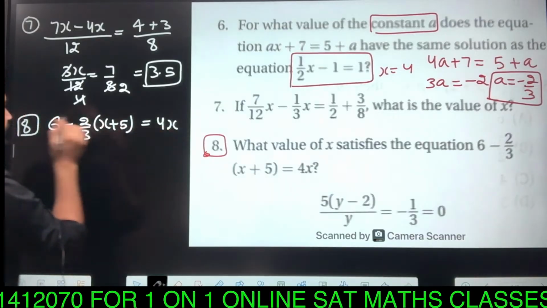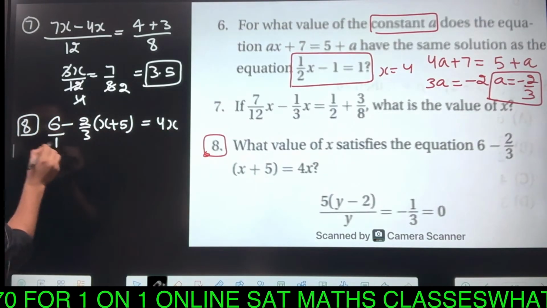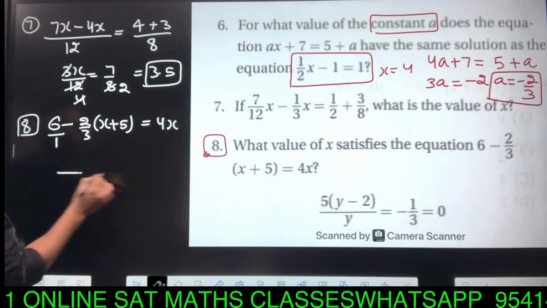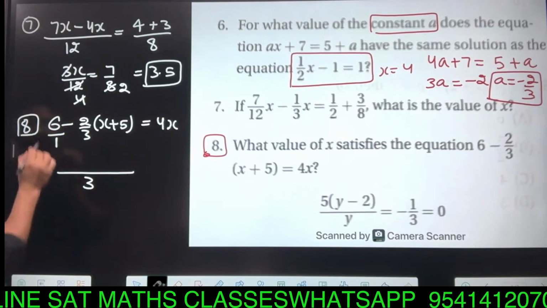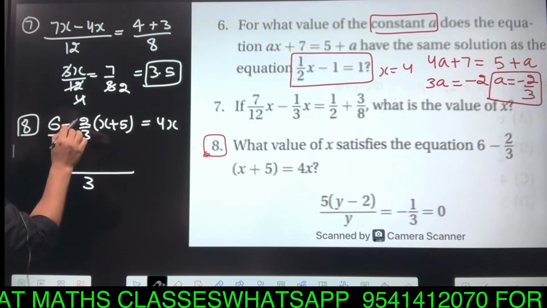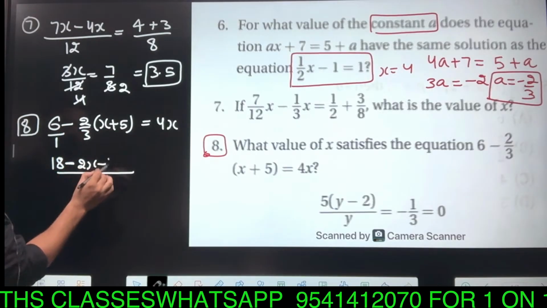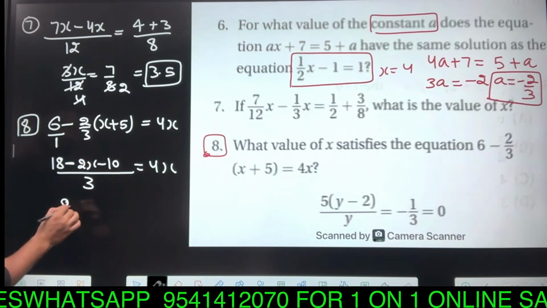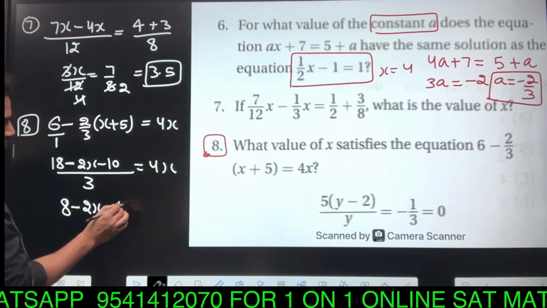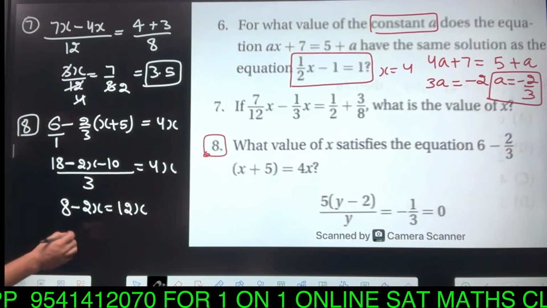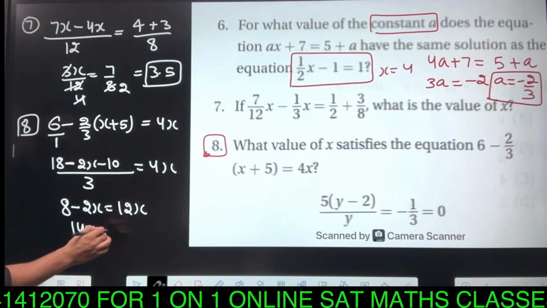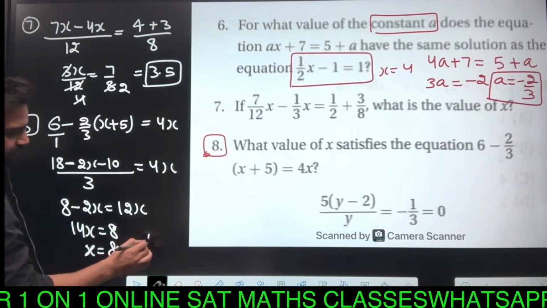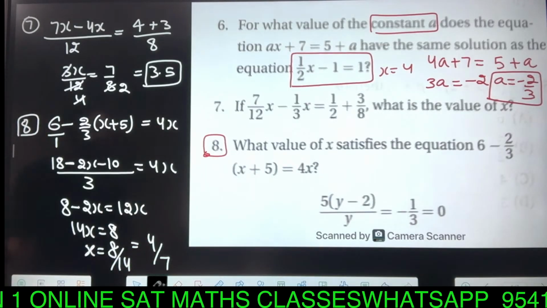Now how to solve for the exact value? So again here we have 6 upon 1, and in 1 and 3 you take the LCM 3. You take the LCM 3, and 3 will go there also. It will be 18 minus 2x minus 10 is equal to 4x. So here you can solve. It is 8 minus 2x is equal to 12x, and 14x is 8, and x is 8 by 14, and 8 by 14 is what? 4 by 7. Okay, the answer is 4 by 7.